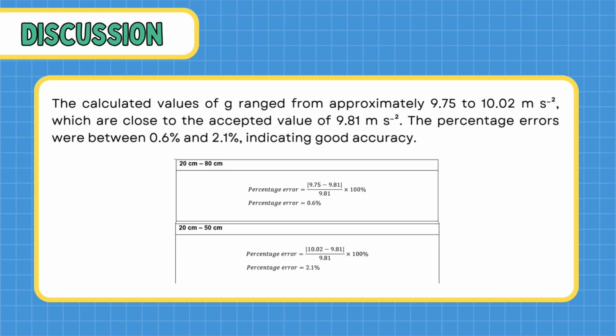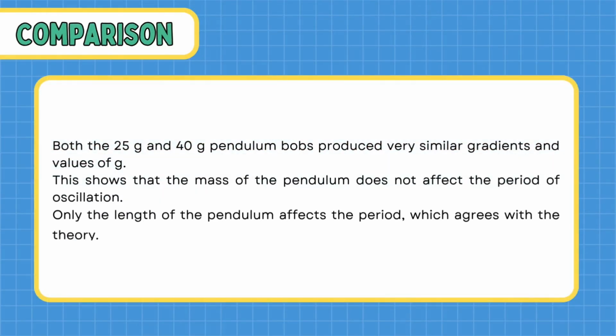These values are very close to the accepted value of 9.81 meters per second squared, indicating that the experiment produced reliable and accurate results. In addition, both the 25-gram and 40-gram plasticine bulbs produce almost identical gradients and values of G. This confirms that the mass of the plasticine bulb does not affect the period of oscillation. Finally, the values obtained using GSP were slightly closer to the theoretical value because the software determines the best fit line more accurately than manual plotting.